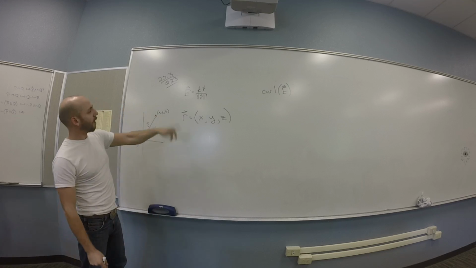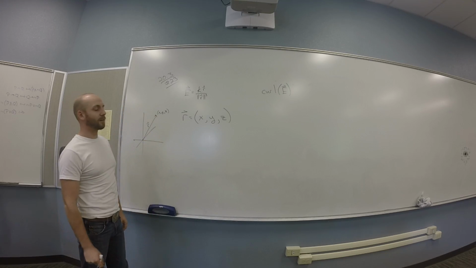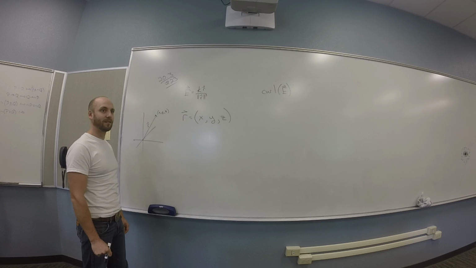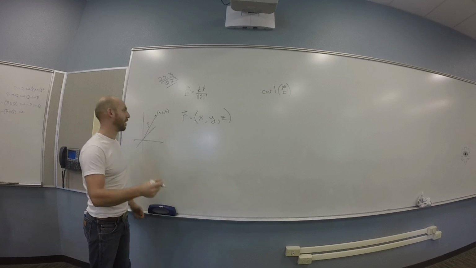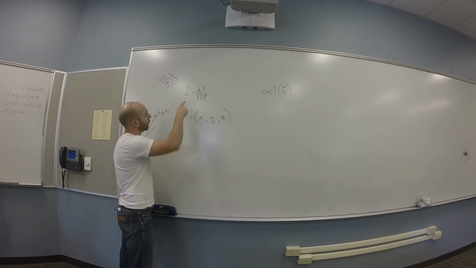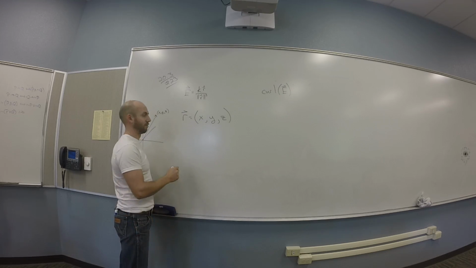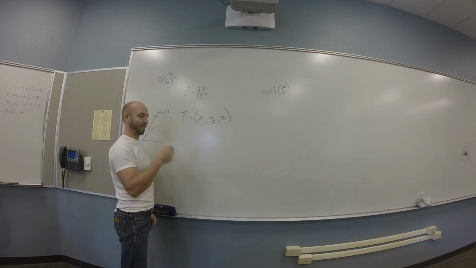Okay, so the first thing I want to do is calculate the curl of E, or at least convince myself whether or not it's 0. Maybe I should actually calculate. So what's the magnitude of r cubed? Square root of x squared plus y squared plus z squared, to the 3 halves.